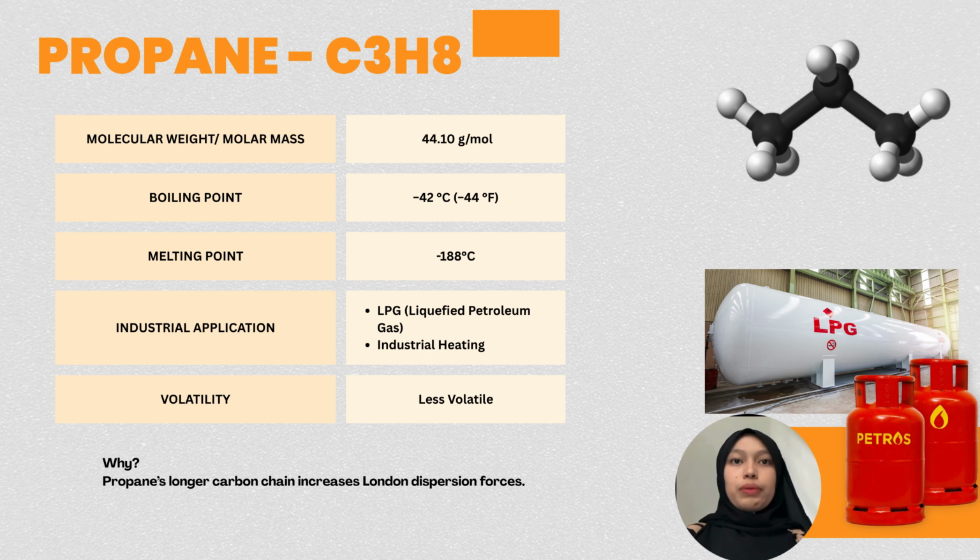In terms of industrial application, propane is widely used as LPG, or liquefied petroleum gas, for cooking and heating, and also industrial heating systems. When it comes to volatility, propane is considered less volatile compared to lighter hydrocarbons like ethane. This is because propane has a longer carbon chain, which increases London dispersion forces. These are weak intermolecular forces that make it harder for propane to vaporize compared to smaller molecules. So, due to its properties, propane plays an important role in both household and industrial energy applications.